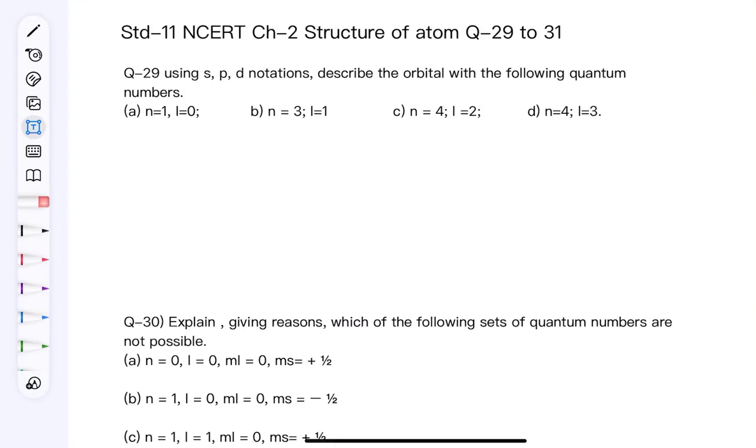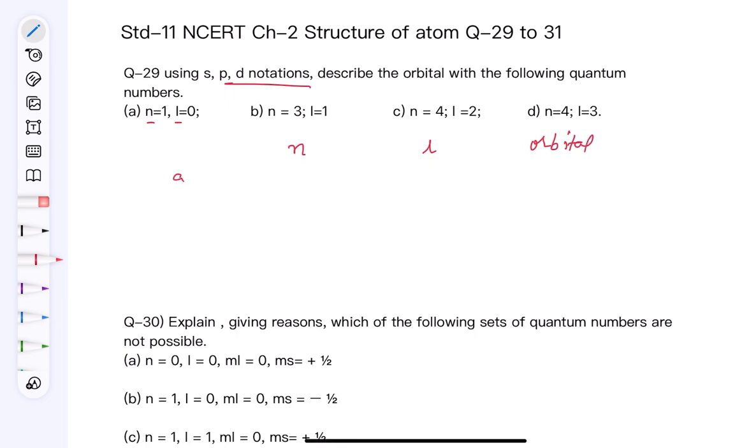Okay students, let us try to solve this question. It says, using SPD notations, describe the orbital with the following quantum numbers. In all, they have given you the values of principal quantum number n and azimuthal quantum number L, and they are asking you to find out or describe the orbital.